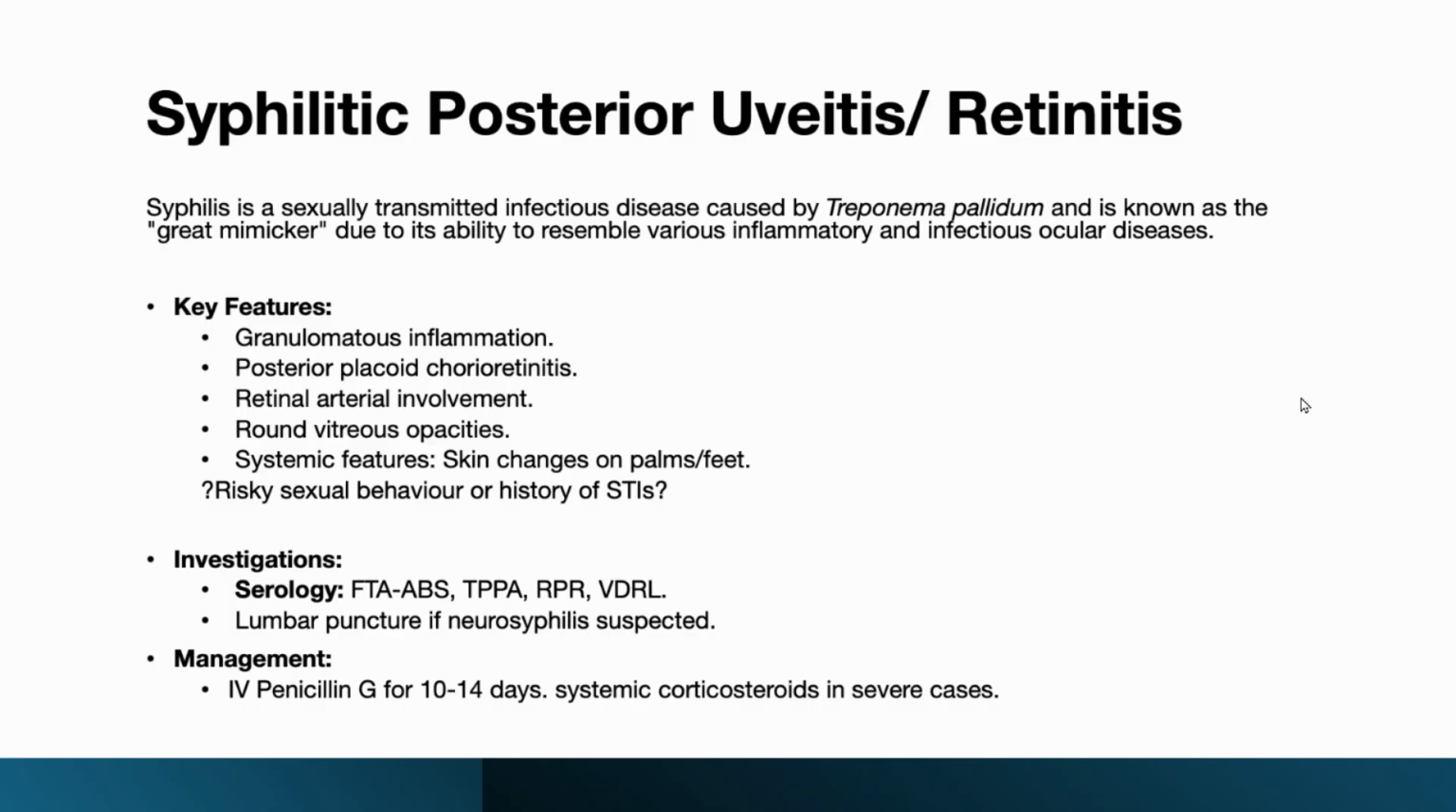Treatment consists of intravenous antibiotics. In severe cases with extensive inflammation, systemic corticosteroids may be used as an adjunct. Finally, it's important to remember that given the potential for misdiagnosis and the varied ocular presentations, you should always consider syphilis in any case of posterior uveitis or unexplained retinitis.